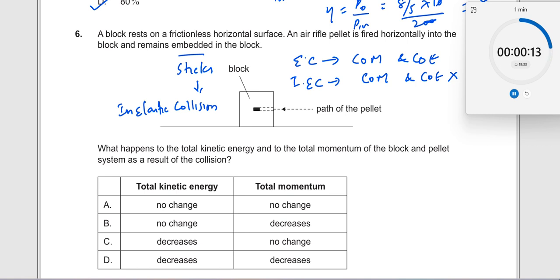So what happens here is the kinetic energy reduces because there is a cohesive force involved in this. So kinetic energy should decrease. Momentum should not change. Conservation of momentum. So therefore the answer is C. Okay. Let us move on to the seventh problem.